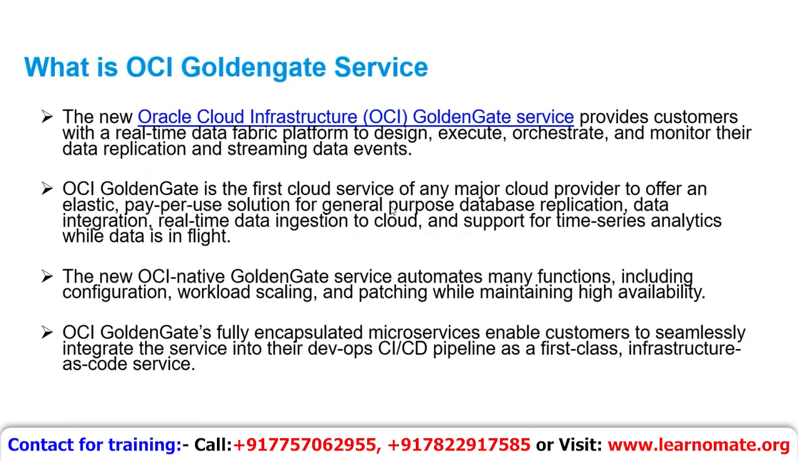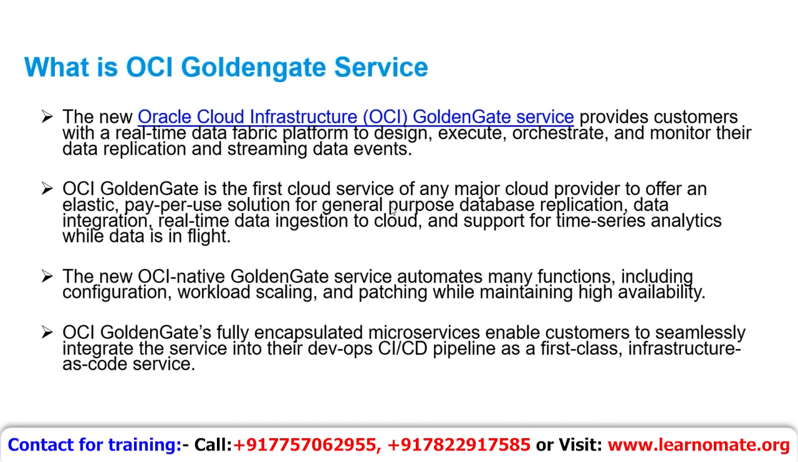Say for example, right now your GoldenGate is running. You find out that there is a huge amount of data and the replication is a bit slow. So what you can do is scale up your CPU. And once you find that everything is in sync, you can lower down the CPU count. So those are the possibilities. Oracle GoldenGate's fully encapsulated microservices environment enables customers to seamlessly integrate the service into DevOps.